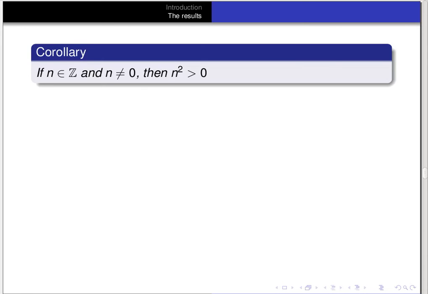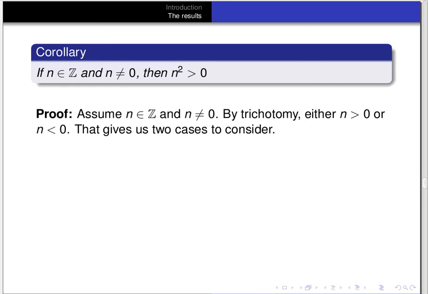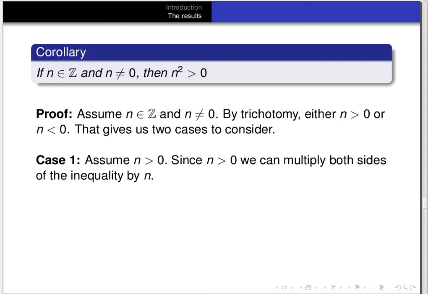Okay, so now as a corollary to this, we're going to prove that if you have a non-zero integer n, then its square is greater than 0. So let n be an integer and not equal to 0. Now by trichotomy, since it's not equal to 0, it's either greater than 0 or less than 0. So we'll consider each case separately. In the first case, we assume n is greater than 0. Well, of course, if n is greater than 0, we can multiply that very inequality by n, and we get n times n is greater than n times 0, which of course gives us that n squared is greater than 0.